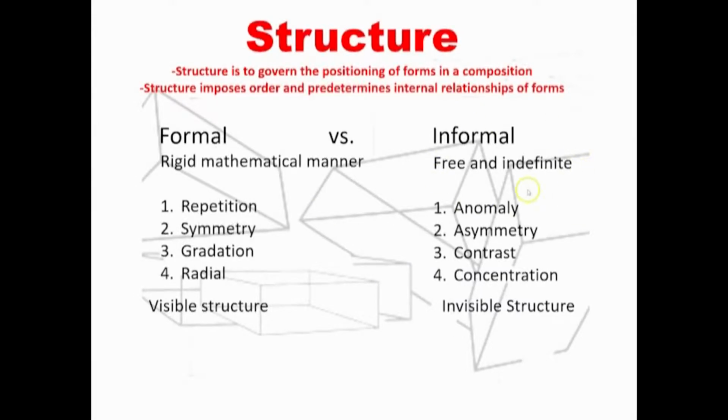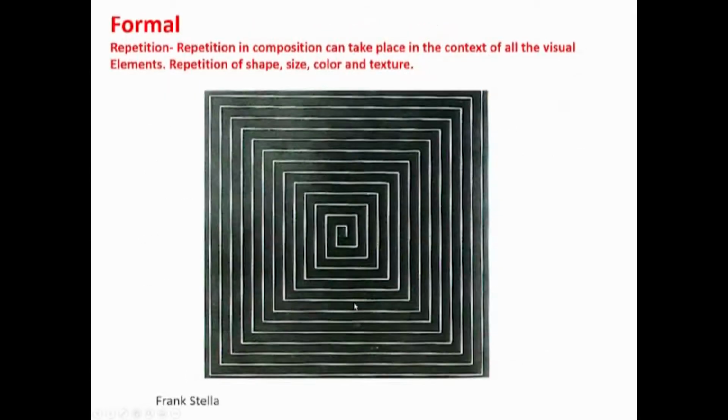Informal then is free and indefinite. We can talk about it in terms of anomaly, asymmetry, contrast, or concentration. It's got a much more invisible structure. Let's look at some examples.